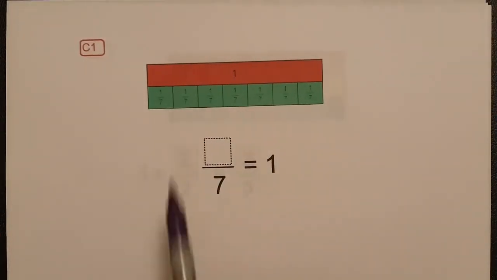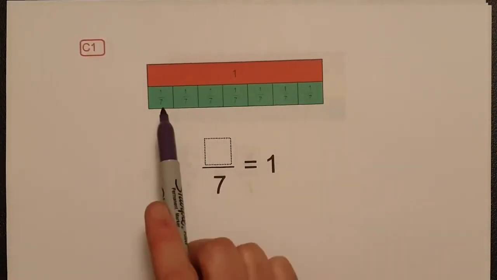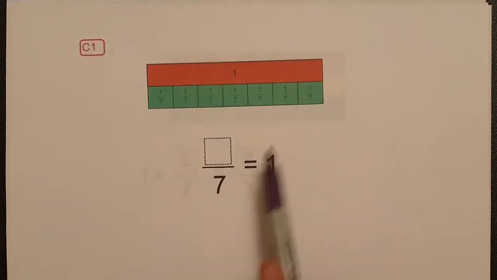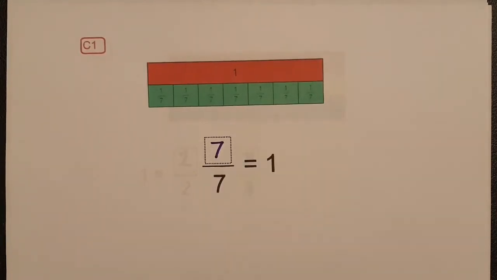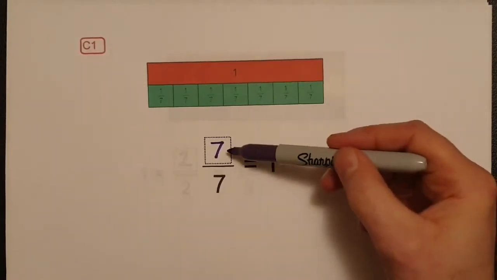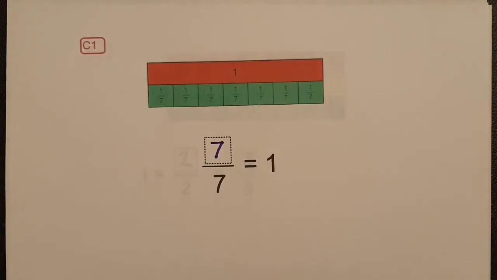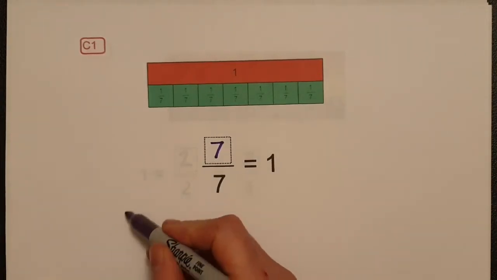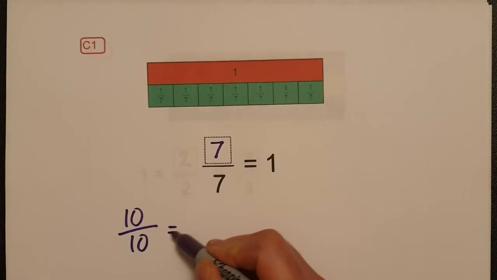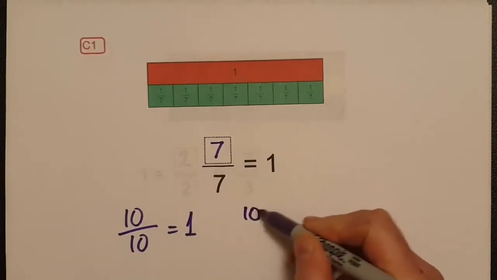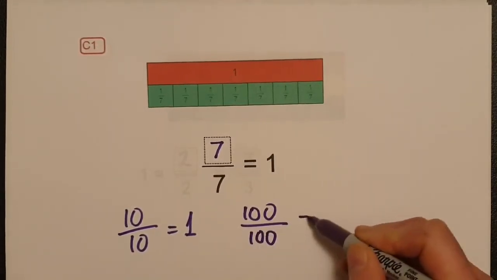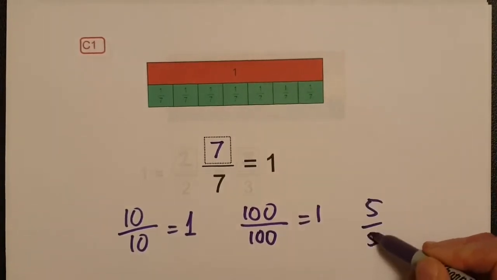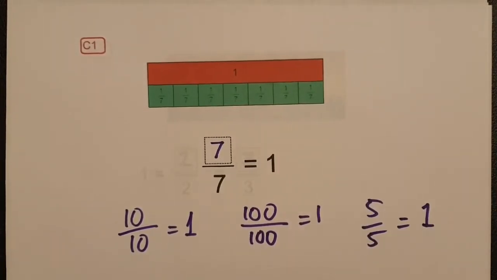I'm sure you can work this out, but here's a bar that represents 1. It's been divided into sevenths. How many sevenths make 1? Well, obviously 7 sevenths are the same as 1. Any fraction where the numerator and the denominator are the same is equal to 1. So 10 tenths, 100 hundredths, 5 fifths are all different ways of writing 1.